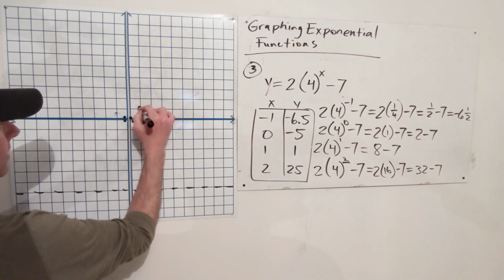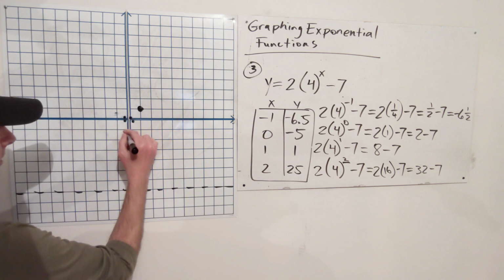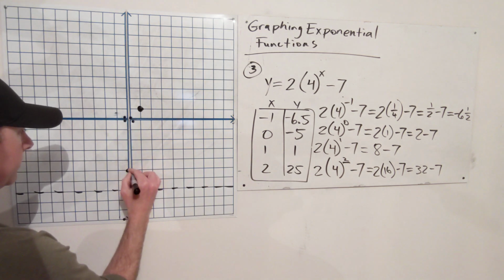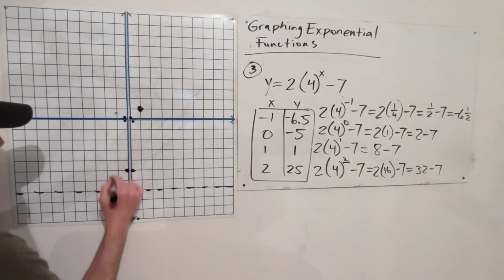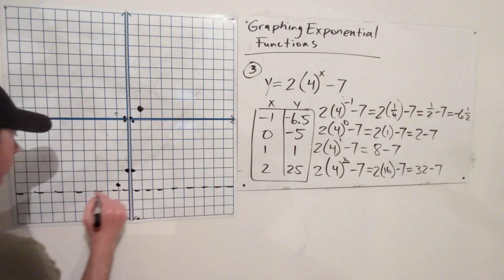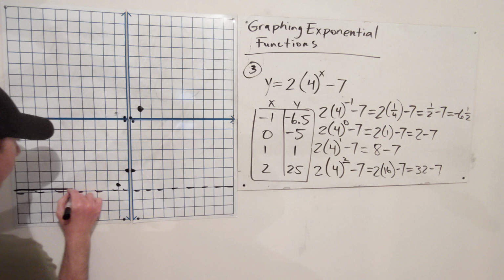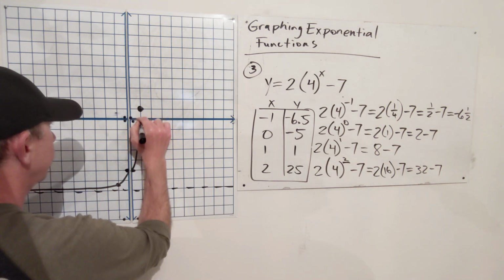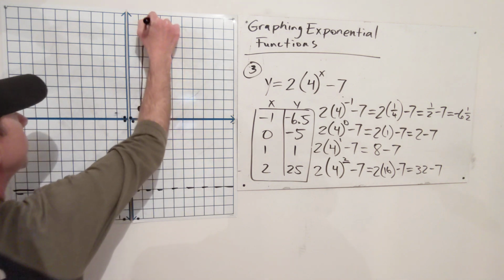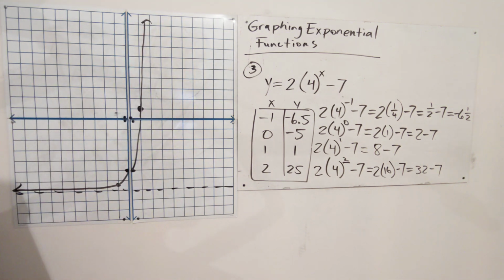Over 1, up 1, that's right here. 0, -5, that's right here. Okay, and then -1, -6.5 is right here. So this graph would run right along just like the others, and then boom, this takes off quickly. And it goes all the way through the roof there.